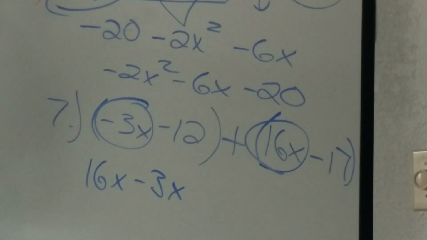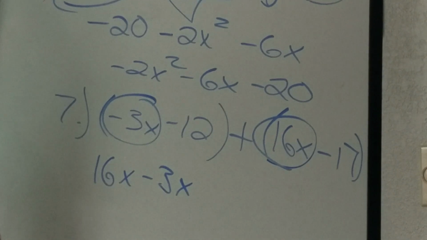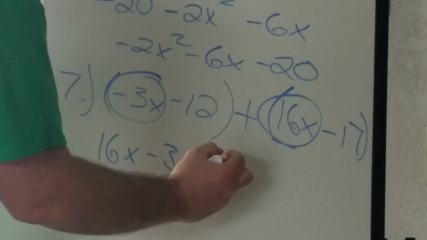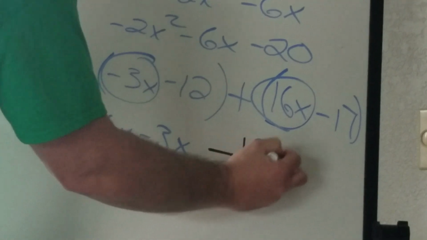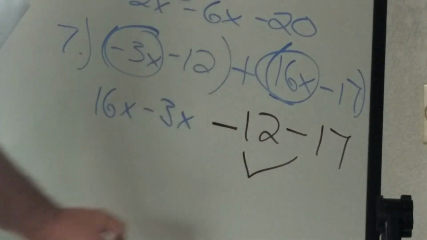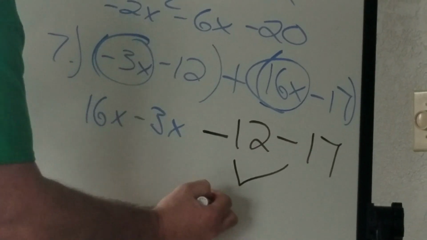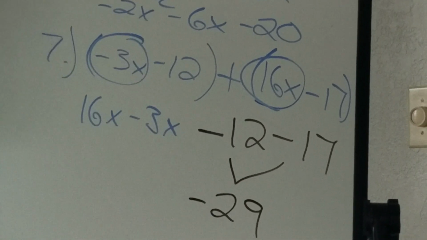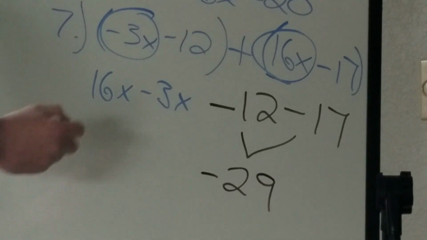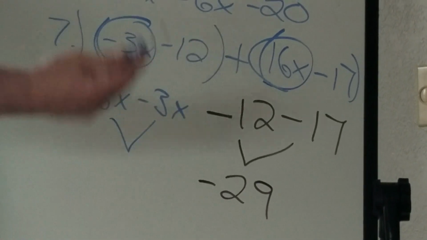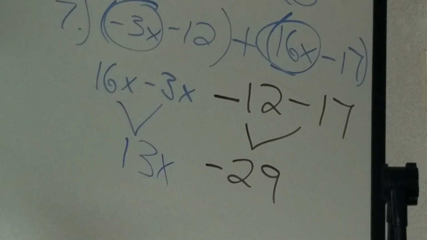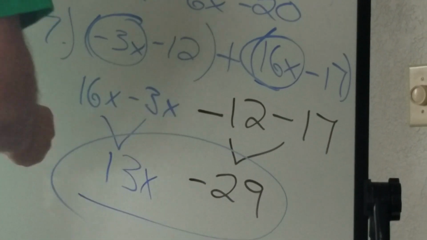And then I could say, let's take our -12 and my -17. So I could say -12 minus 17. Go ahead and combine your like terms. -12 and -17, you add them up, that gives you a -29. And then if you sit there and go, okay, what are my 16x minus 3x? 16 minus 3 happens to be 13. Don't forget about the x. And there's your final answer on this one.